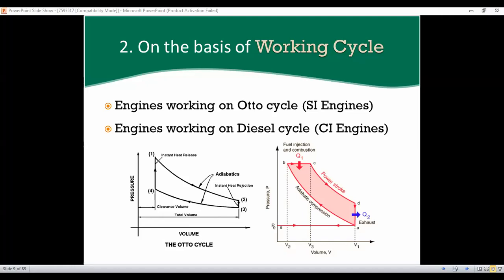Okay, but here we can see we get fuel injection and compression. Whatever the time duration between the fuel injection, the same time is utilized for the exhaust. Okay, so on the basis of working cycle, we can divide the engine into two: working on the Otto cycle and working on the diesel cycle.